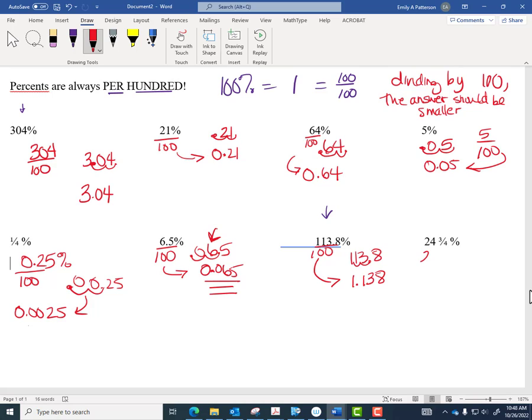This is 24 3/4. Well, I could divide that out on my calculator and get 0.75, so this is 24.75%. I haven't converted into a decimal yet. I just made that fraction a little easier to deal with. So I can take the 24.75, again, move the decimal 2 spaces, and get 0.2475. Or I can put it over 100 and get the same answer.